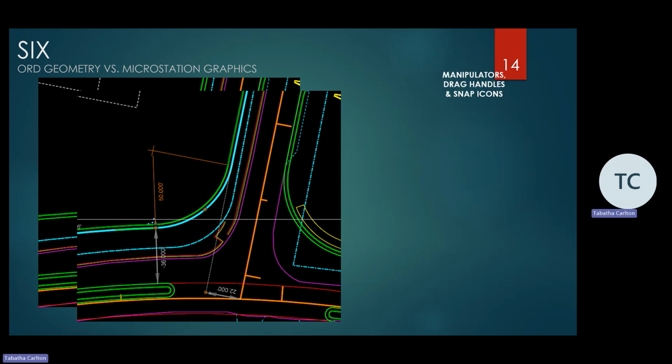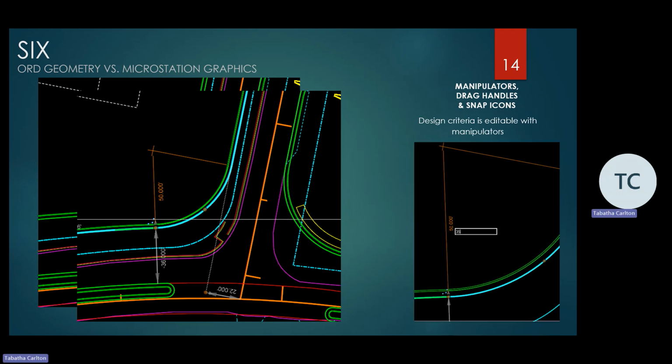And these things right here with this orange line and this text, those are called manipulators. They're basically design criteria that is editable. That's all a manipulator and drag handles are. In this example, this arc has a radius that I can edit, and I can also edit the snap. It's telling me I snapped to the end point of that line to draw that arc.